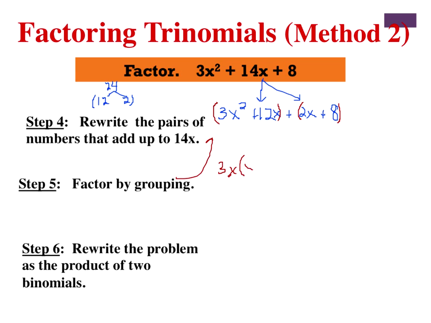So now if I group these and take out the greatest common factor, I'm going to take a 3x out of my first set of terms, leaving x plus 4. And I'm going to take a 2 out of my second set of terms, leaving x plus 4.